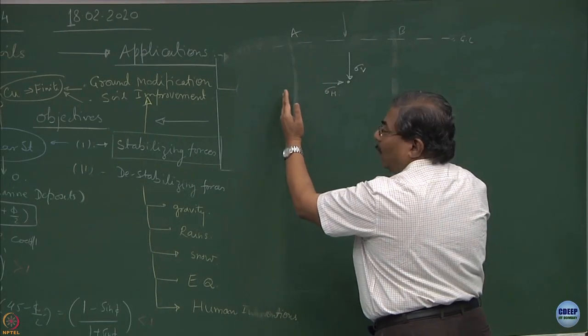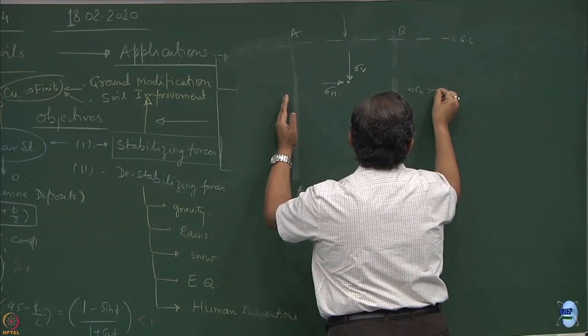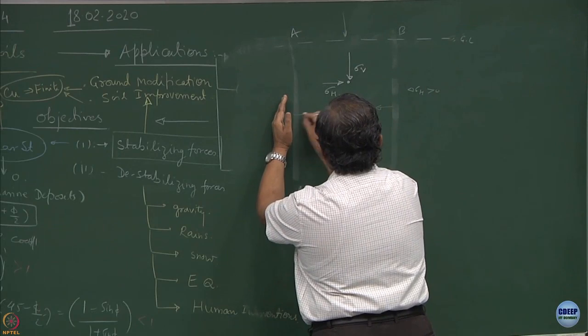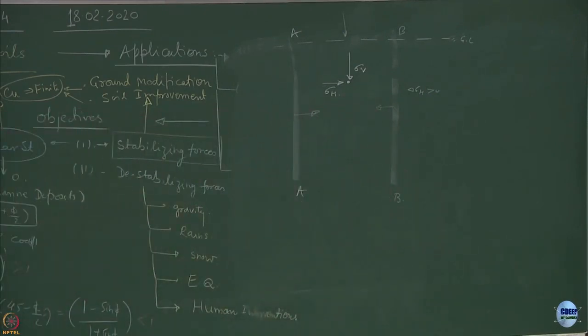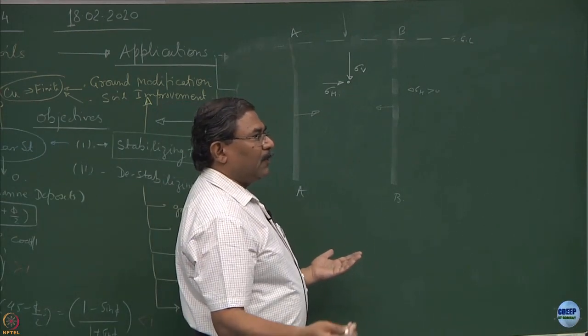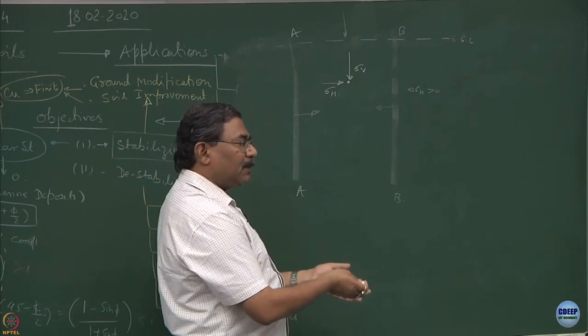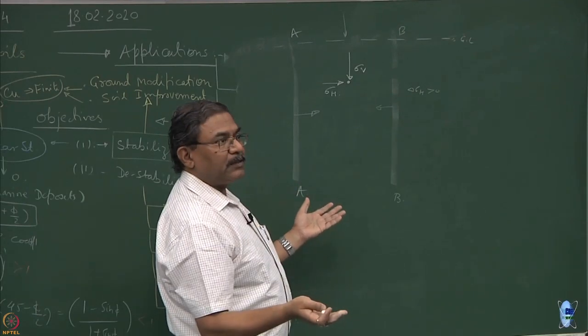That means, if delta sigma h is greater than 0, these two will have a tendency to move closer to each other. This is what is known as passive earth pressure. Somebody was asking in the last lecture how this happens. Gravity does this at global scale, geology does this, tectonic motions do this. Human beings cannot do it, fine. So, this state of stress exists in the system because of the geology, because of the gravity and tectonic motions.